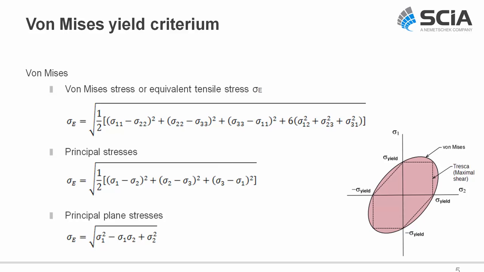On the right side, we again see, let's say, the von Mises yield curve and the Tresca yield curve, but this time redrawn for a 2D environment.